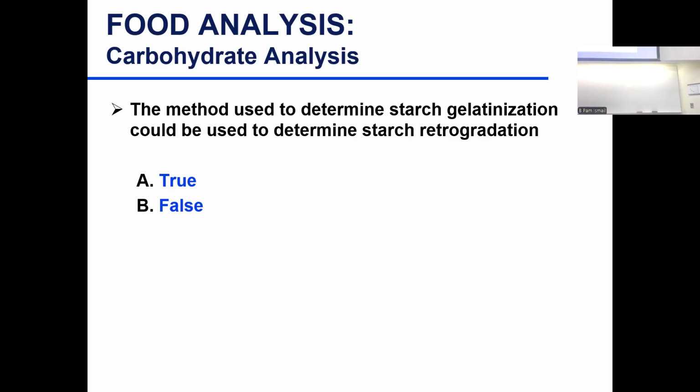In pasta, retrogradation is really important because it helps with the texture and formation of the pasta. So retrogradation in bread is not so great because it causes staling. Retrogradation in pasta is needed to get your pasta hardening. And to answer this question, it's yes, although they are opposite, the same method can be used for both, but we'll talk about the method later.